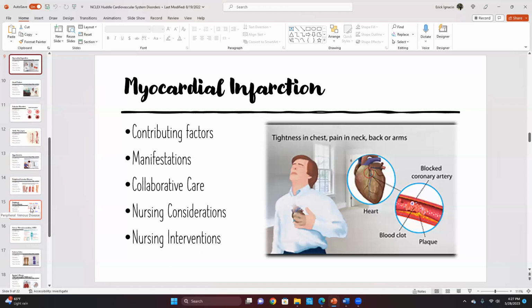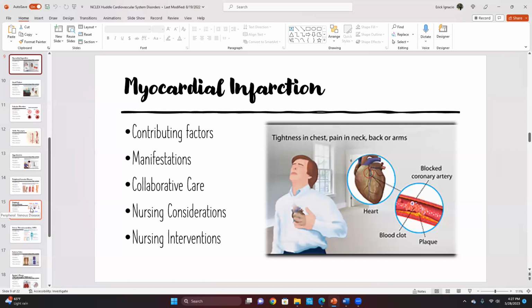So what's that? Obesity, stress, diet, hypertension, tobacco use, and physical activity. Now, the risk factors that they cannot modify are hereditary, age, race, and gender. This patient may also be using anticoagulant or antiplatelet therapy. So bleeding precautions will be in place.